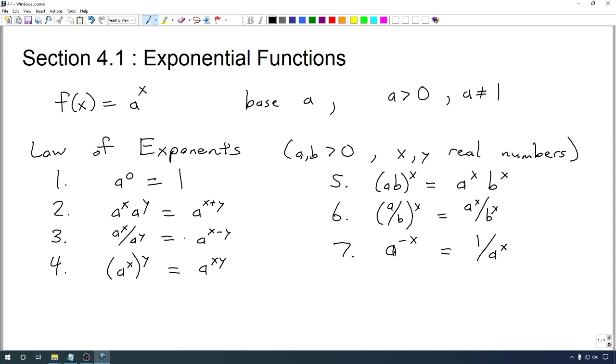One thing to note here is that really 7 is just a consequence of 3 and 1. So if we have a to the 0th power on top, that's just a 1. 1 over a to the y is equal to a to the 0 minus y, which is just a negative y. That just gives us our property 7. So these are not completely separate properties, but we do want to be able to know all the different things that can happen.